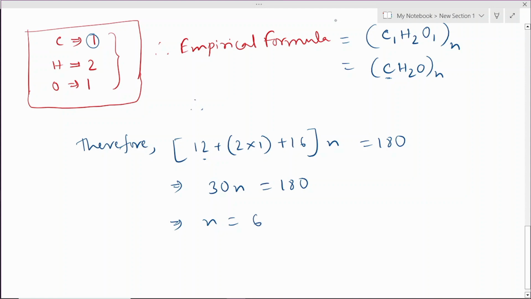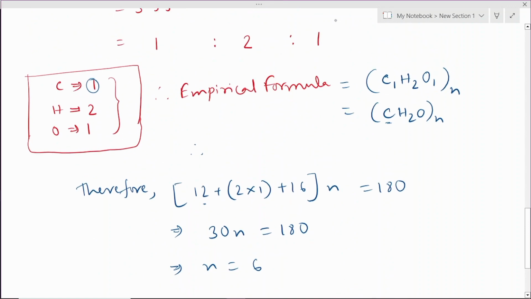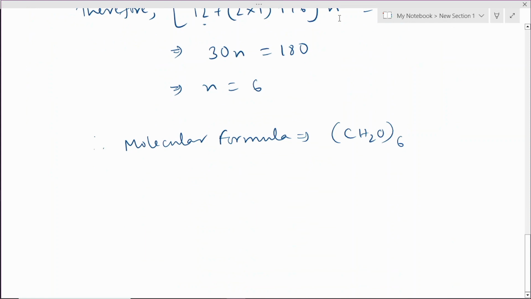Therefore the molecular formula will be CH2O whole 6. Simply put the value of n here. So we get the molecular formula C6H12O6. This is how we can determine the empirical formula and molecular formula.